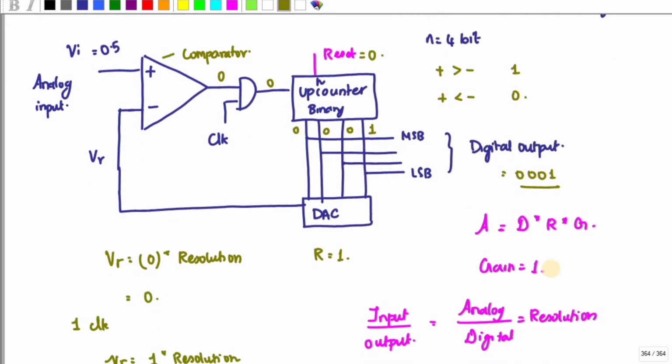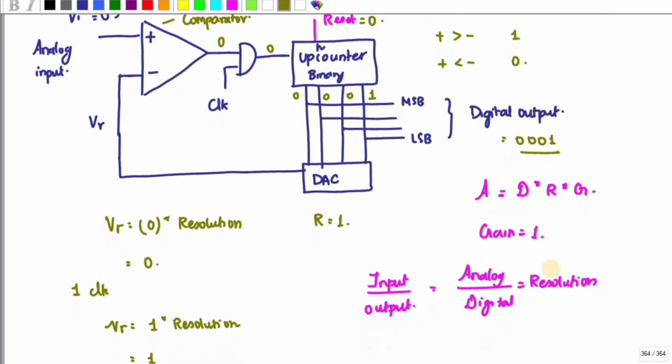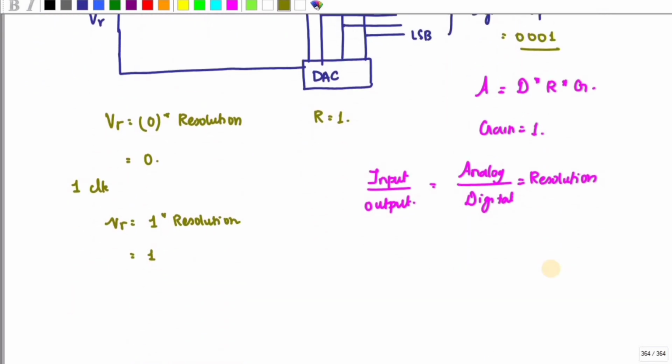You can see that if I want to convert, where the VA value is 0.5, my output is 0 0 0 1. It takes only one clock pulse to convert my 0.5 value to a digital output.